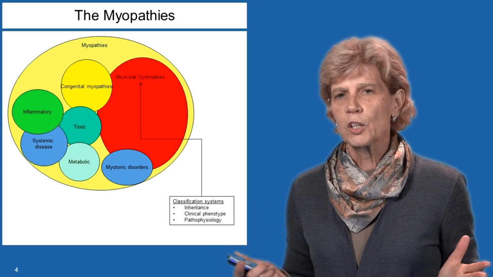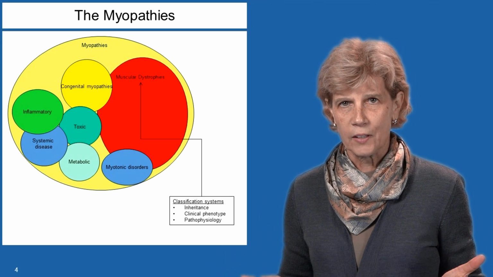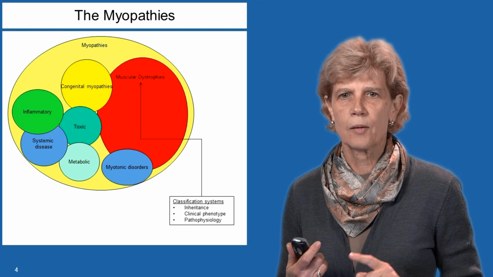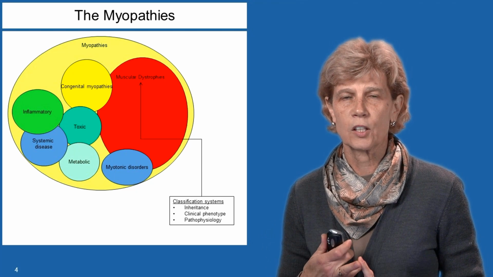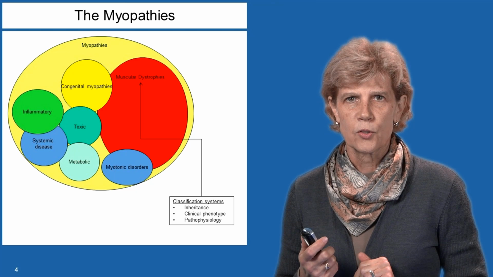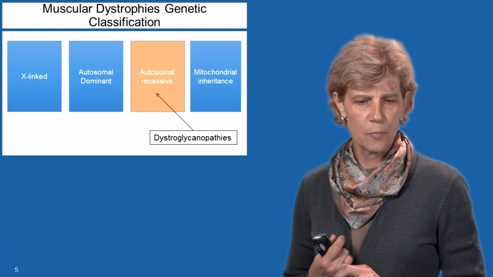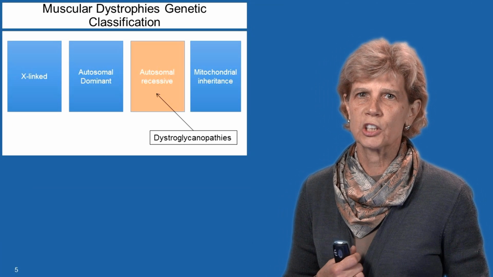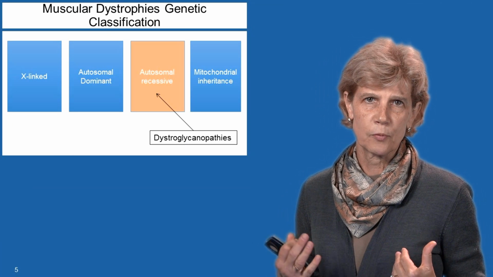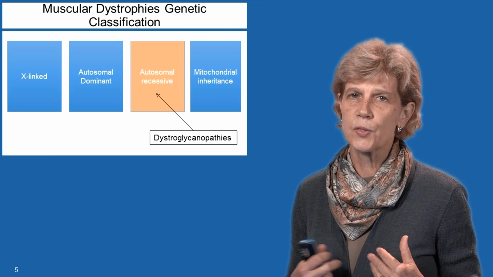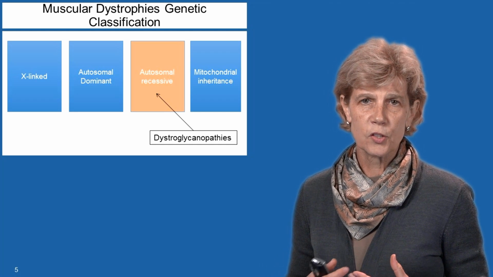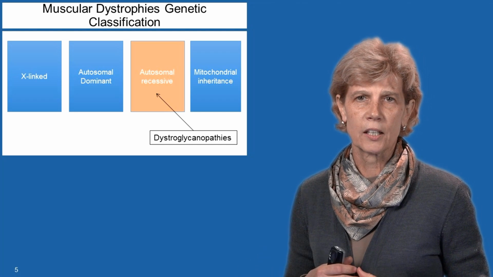And the muscular dystrophies are a very large group of disorders, so we need to classify them. There are a number of different classification systems that have been used. The 3 most common are classifying by inheritance, classifying by clinical phenotype, and classifying by pathophysiology or location in the cell. So we'll tell you a little bit about those. Probably the most common form of classification is by genetics. So you can have X-linked muscular dystrophies, and you guys have heard about that. Duchenne and Becker are the most common X-linked muscular dystrophies, although there are others. Autosomal dominant muscular dystrophies, autosomal recessive muscular dystrophies, and that's where the dystroglycanopathies fit, and then mitochondrial diseases.